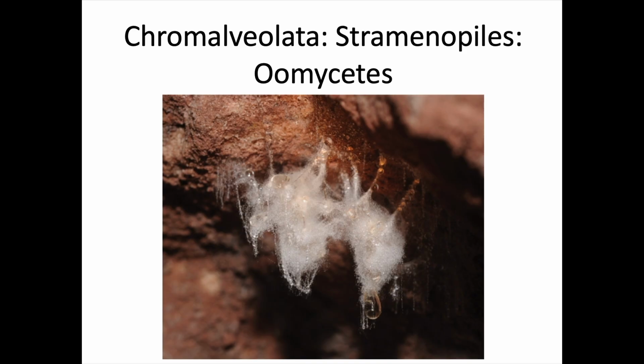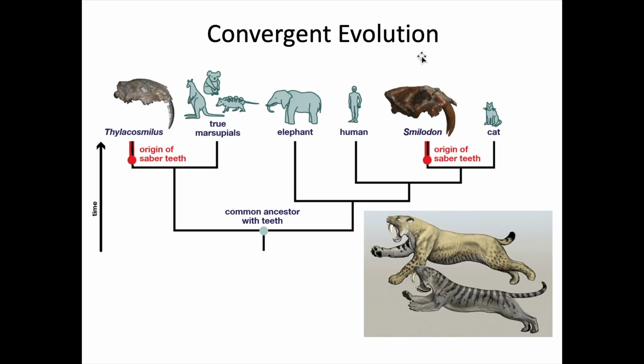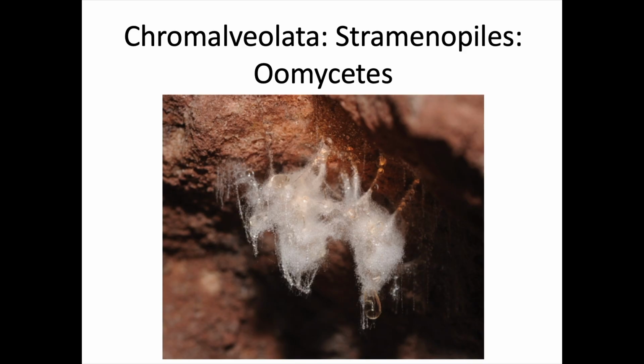These oomycetes are definitely superficially similar to fungus. They look like a fungus. They have the lifestyle of a fungus. But obviously they're not fungus. They're part of this group of protists, these chrome alveolates. This is yet another example of convergent evolution. Two completely, very distantly separate groups coming up with the same idea, the same lifestyle, independently of one another.